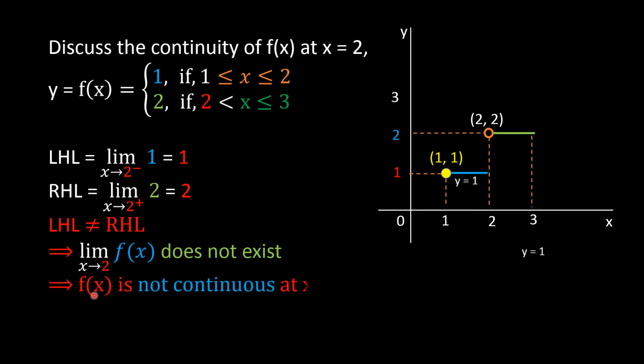which means that f x is not continuous at x equals 2, and since the limit of f x as x approaches 2 does not exist, this discontinuity cannot be removed at x equals 2. Therefore, this discontinuity is irremovable.